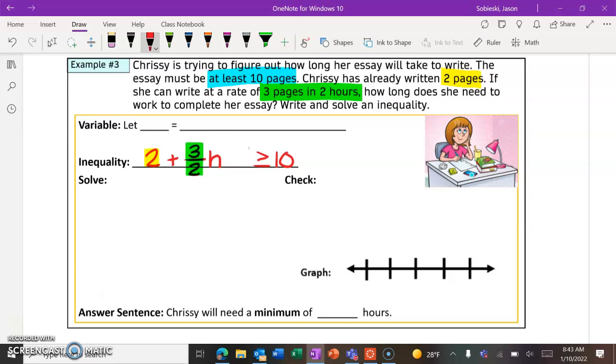So there's our inequality. It says, how long does she need to finish the essay? So this is in hours. So we're going to say, let H be the number of hours to complete the essay.